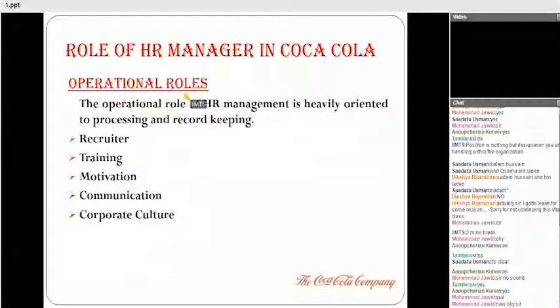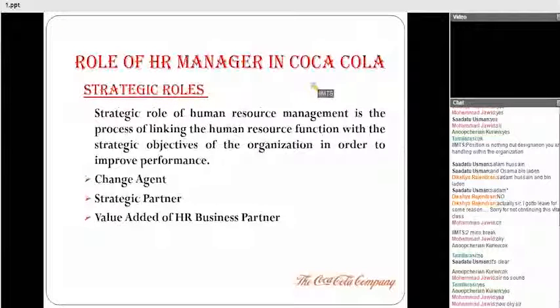Then what are the operational roles? The operational roles of HR management are heavily oriented to processing and record keeping. That means recruiter, training, motivation, communication and corporate culture. So these are the operational roles of the HR manager.